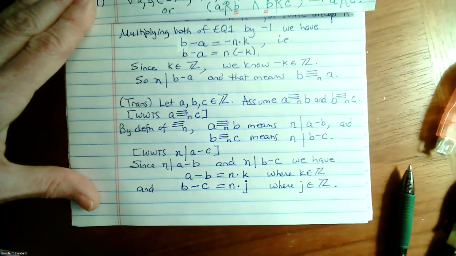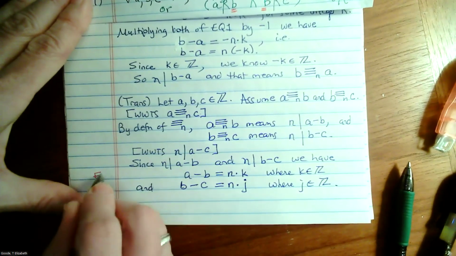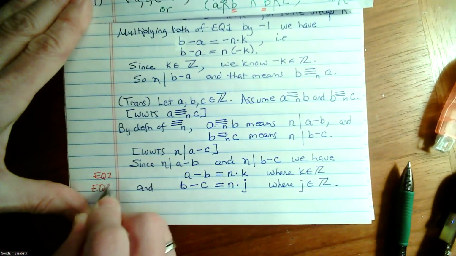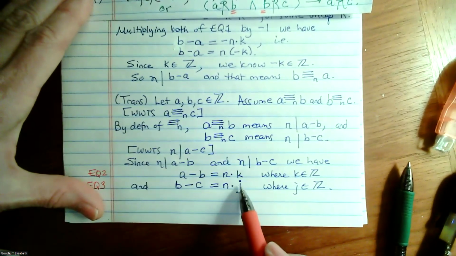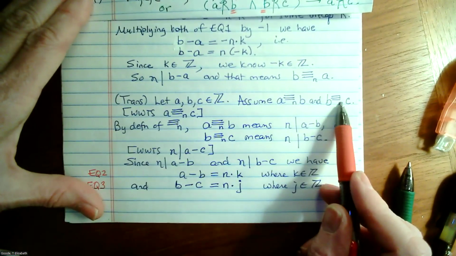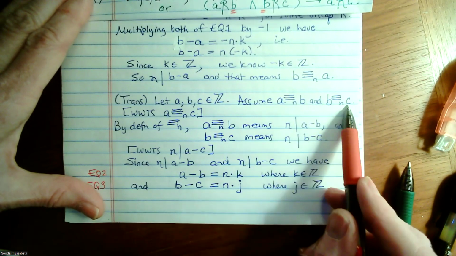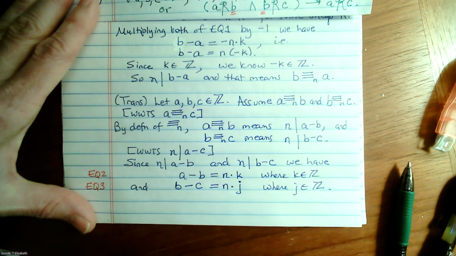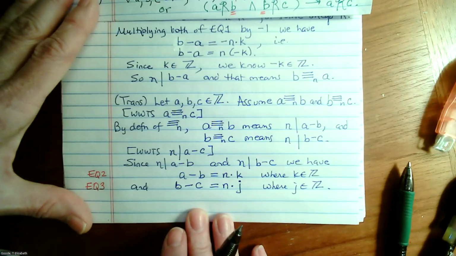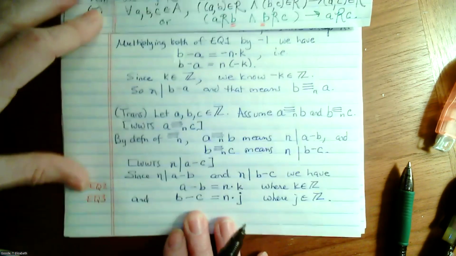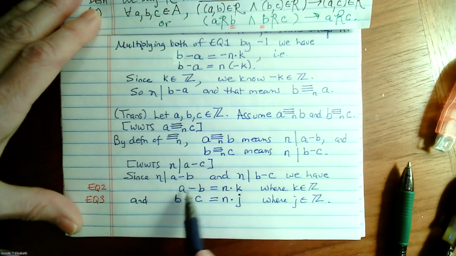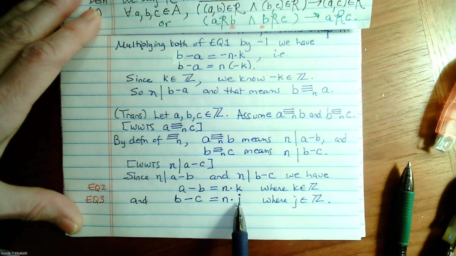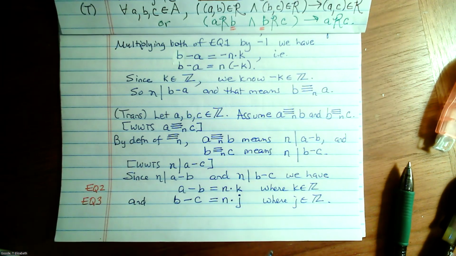So we have these two equations. We'll call these equations 2 and equations 3. These are the equations we got from our hypothesis. The definition of congruence mod n gave us these two equations. Everybody with me so far? And now there's one more trick that I'm going to remind you from high school. When we have two equations, there is something that we are allowed to do to both equations. Anybody remember?